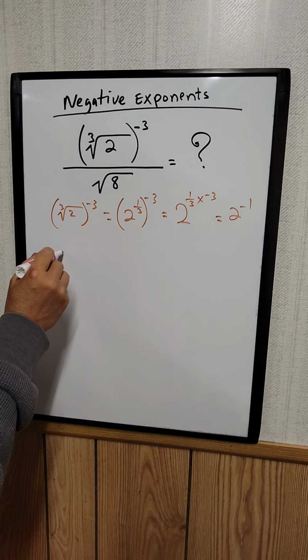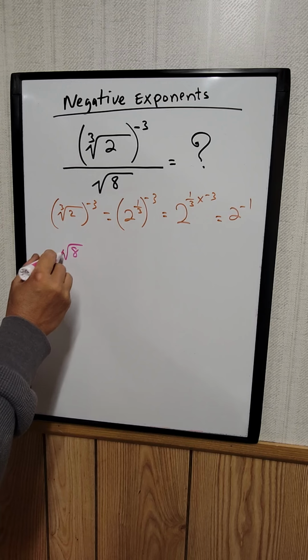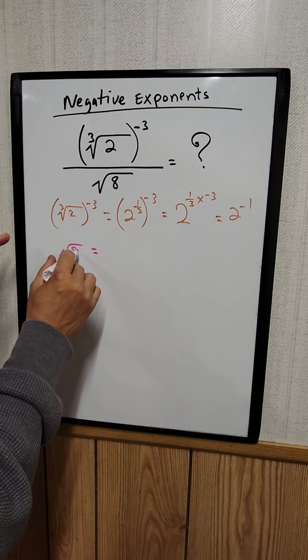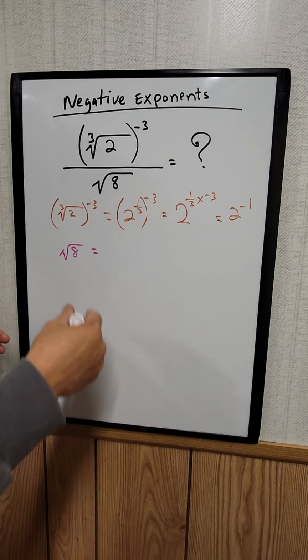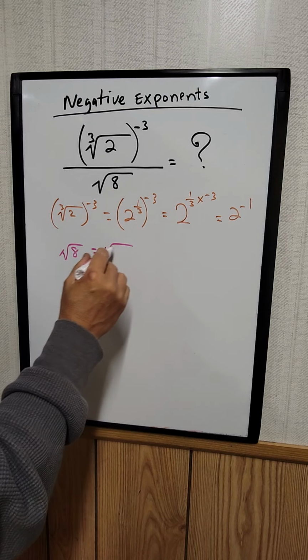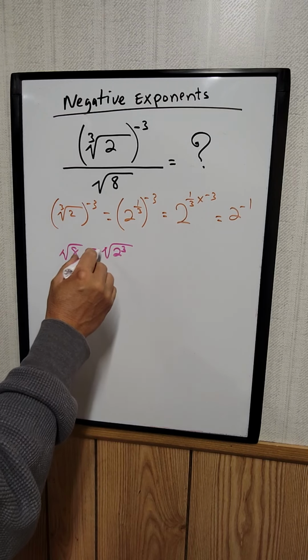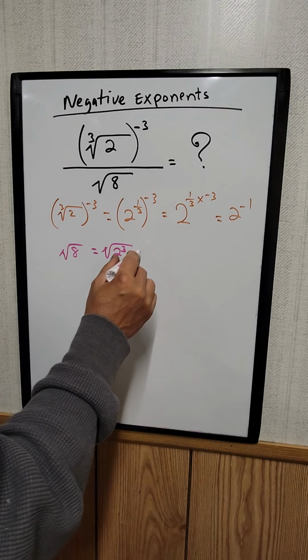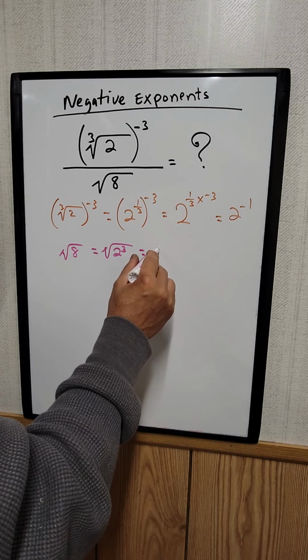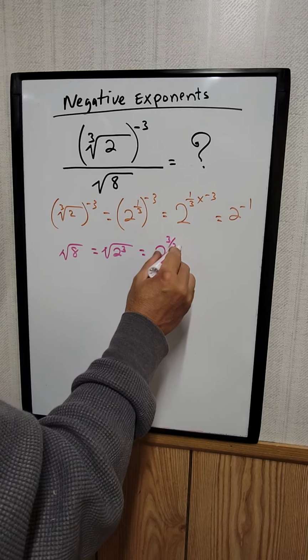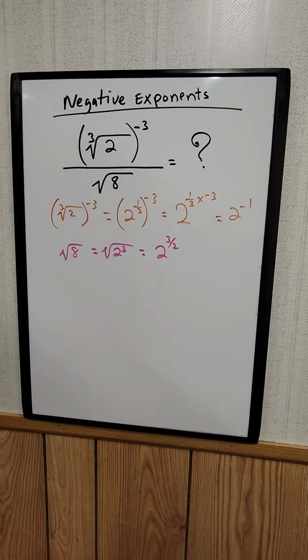Now let's work with the denominator. So the square root of 8, we can rewrite that as, so 8 is 2 times 2 times 2. We can rewrite that as the square root of 2 raised to the third power. And then we can rewrite that as 2 raised to the 3 over 2. Okay, that's all the same thing.